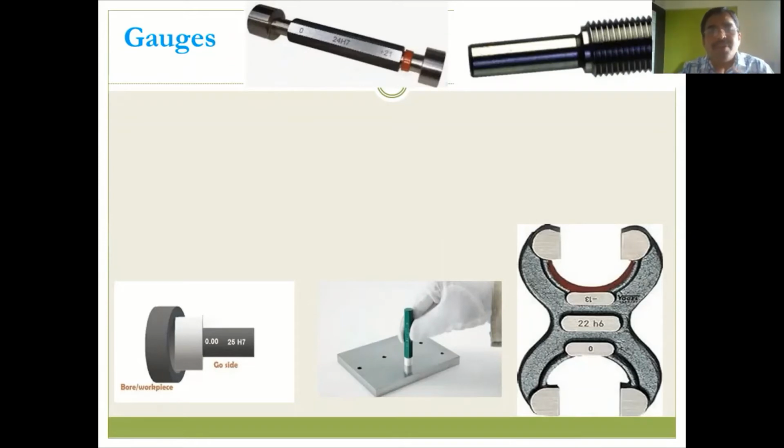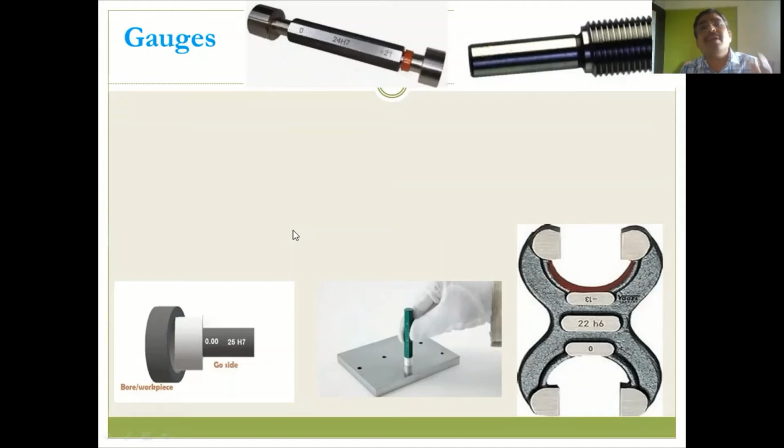Students, these are the different gauges I am showing. Now this is called a plug gauge. This is actually the thread plug gauge. This is a snap gauge. This is a single-ended plug gauge. This is also a single-ended plug gauge.